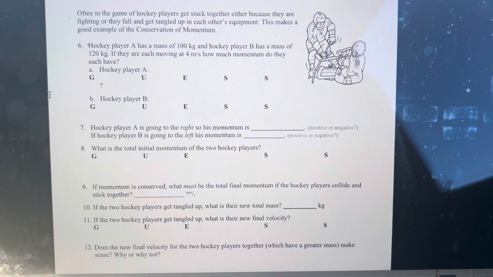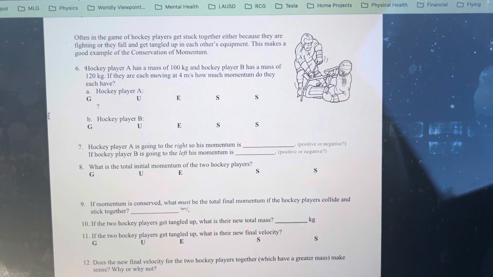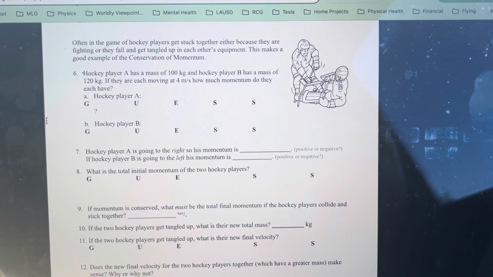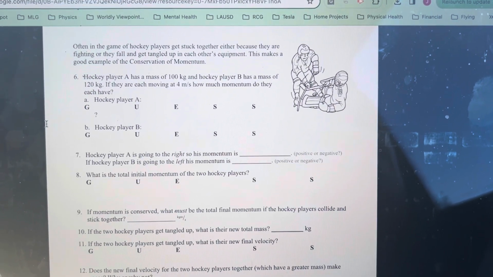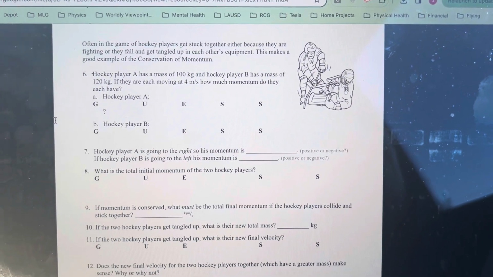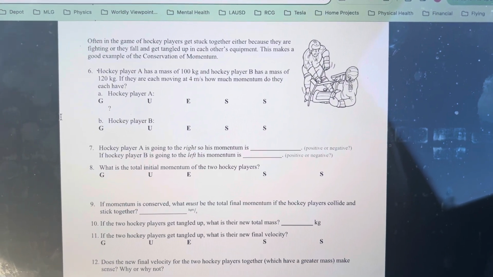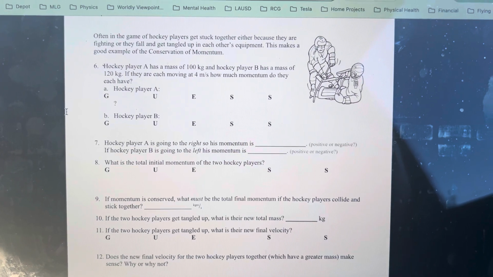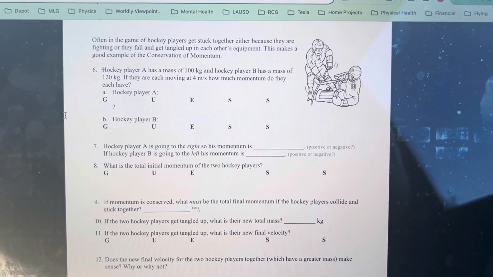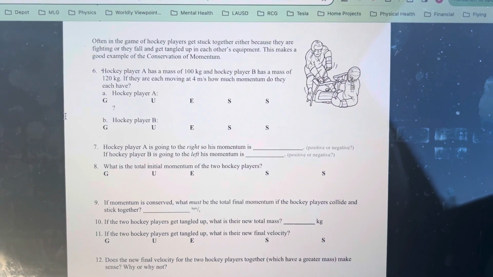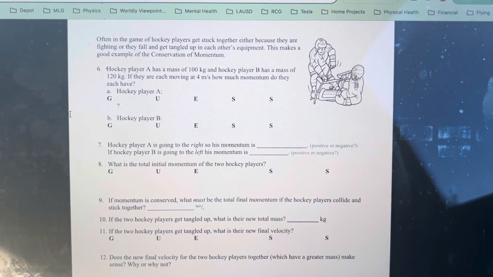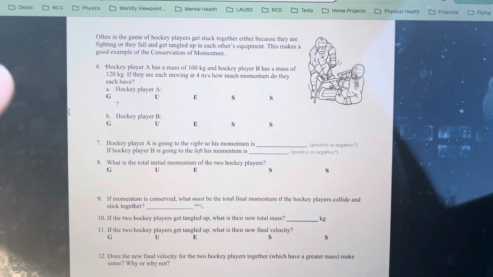It's warm-up review time. For number 6, if our hockey player has a mass of 100 kilograms and is going 4 meters per second, mass times velocity gets you their momentum. And so that would be 400 units of momentum, 400 kilogram meters per second. Hockey player B is 120 kilograms, same velocity. They are going to be 480 kilogram meters per second. So that's A and B.